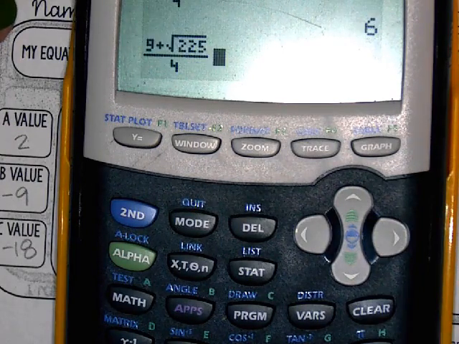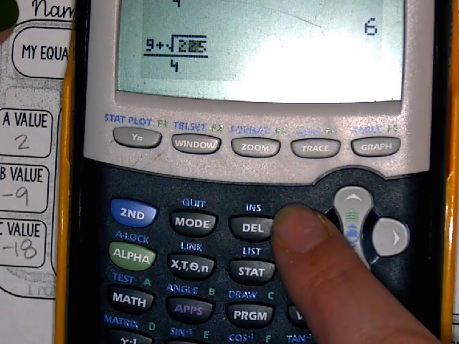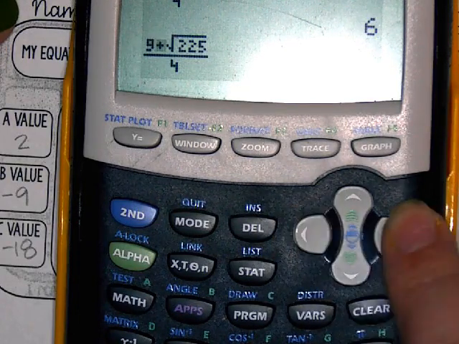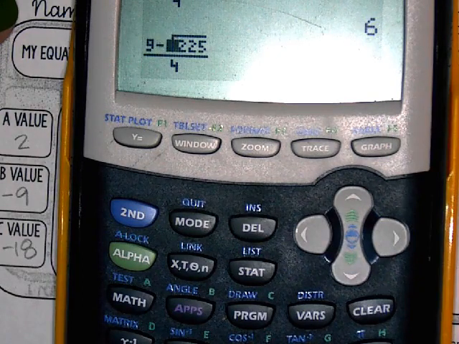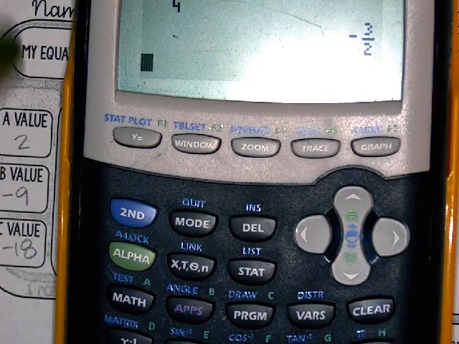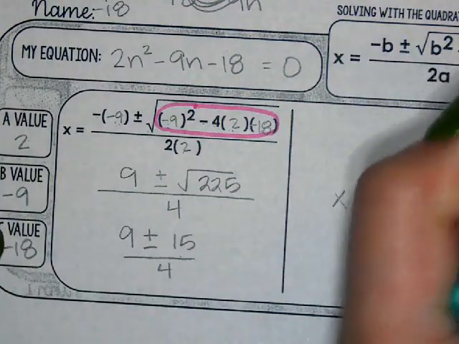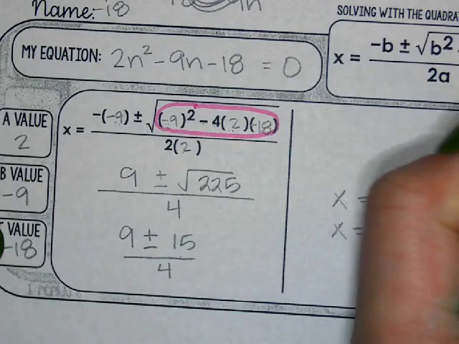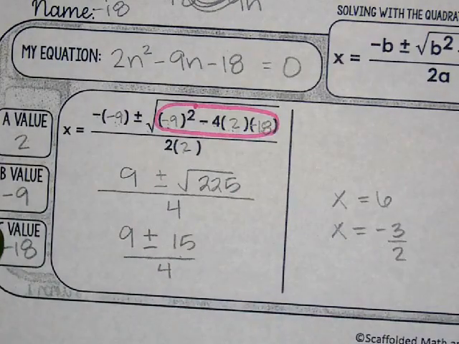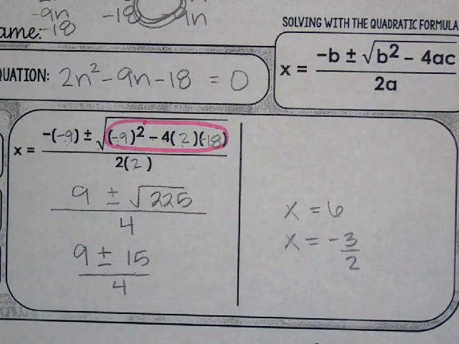And now I'm going to press the back arrow to go. I'm going to hover over my plus, and I'll put a minus there instead and get my other answer. Perfect. Okay, so I have x equals 6, x equals -3/2. All right, we all feeling comfortable? Everybody good? Okay, let's do another one.